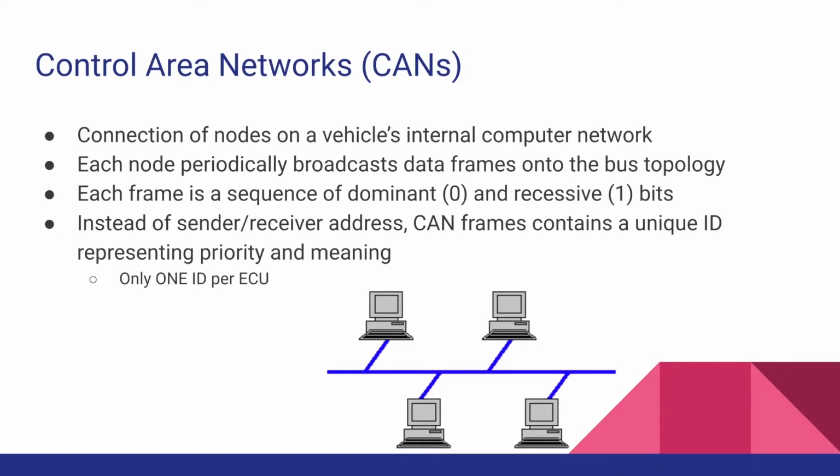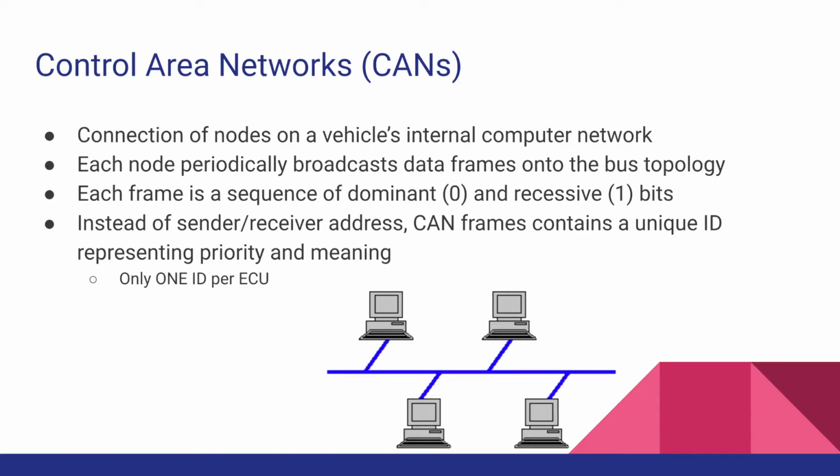And lastly, instead of a sender or receiver address, much like other communication methods and protocols, the CAN frames contain a unique ID representing the priority and meaning. And more importantly, that implies that there's only one ID per ECU. Also, consecutive frames are separated by a 3-bit interframe space, or IFS. And it's also worth pointing out that each manufacturer typically implements their own security for the CAN bus by having their own cyclic redundancy check, or CRC.